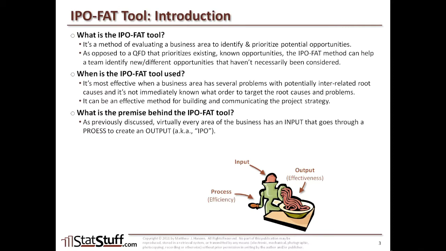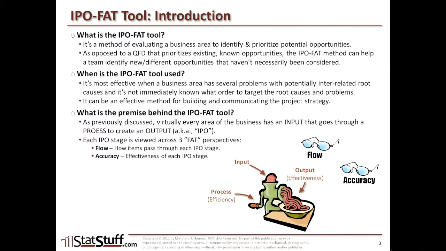Well, the FAT portion of this basically breaks down looking at that IPO across three different perspectives. First of all, there's the flow perspective. That is, it's looking at how things flow through the process itself, how items pass, how the inputs become inputs, and how they flow through the process. Next, it looks into accuracy perspective.